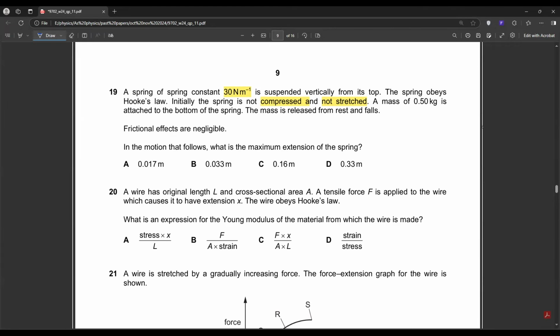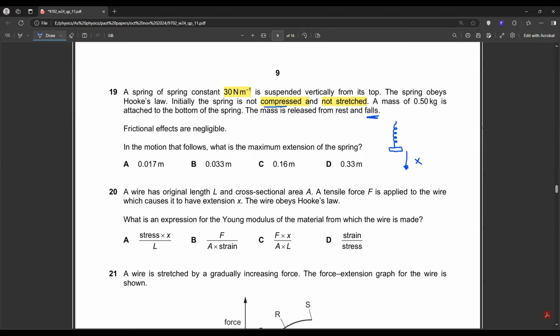So what you can say is, let's say you have a spring like this and a mass is attached to it, and initially the spring is neither compressed nor stretched. When you release this mass, the mass falls downward. Perfect. The amount by which the mass falls downward is the extension of the spring.